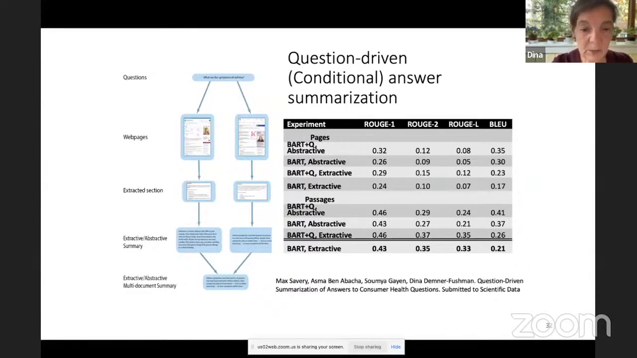So in this case, we actually took the answers provided by that Chiqa system, and we summarized the individual answers, made them shorter, and we also took all of these answers and did a multi-document summary and provided one comprehensive answer. And then we explored some baseline approaches that actually show that when the system is also given the question, it produces a much better summary of the answer.